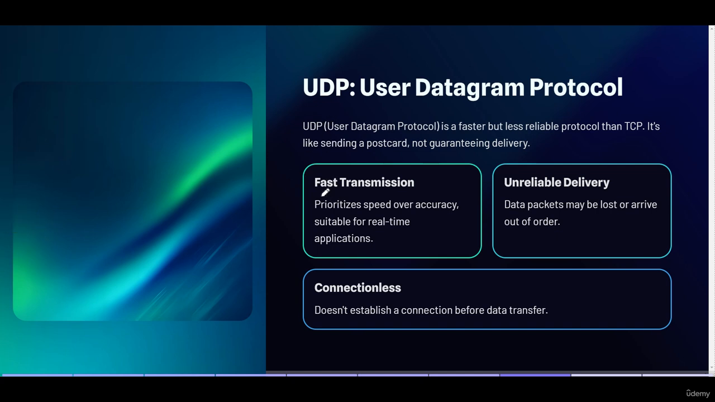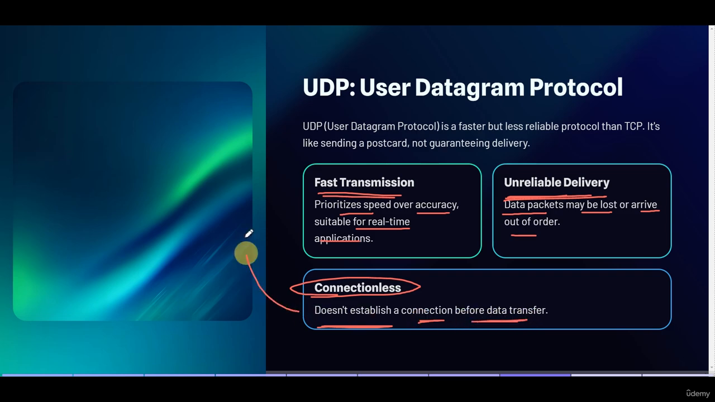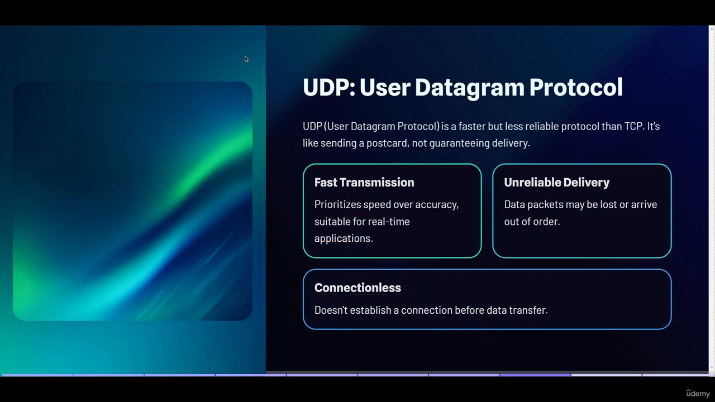UDP has fast transmission, which prioritizes speed over accuracy, suitable for real-time applications, but it has unreliable delivery, whereas data packets may be lost or arrive out of order. Then we have connectionless, meaning it doesn't establish a connection before data transfer. We are referring to UDP. Now let's move on to the next slide.